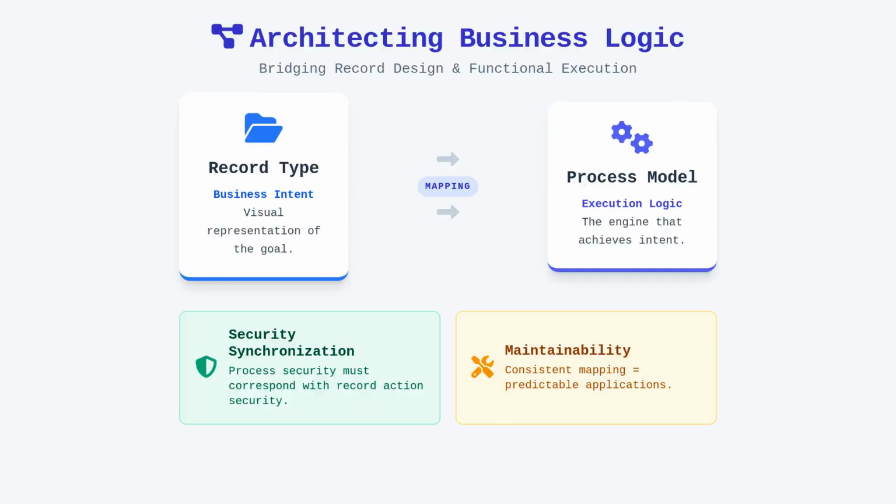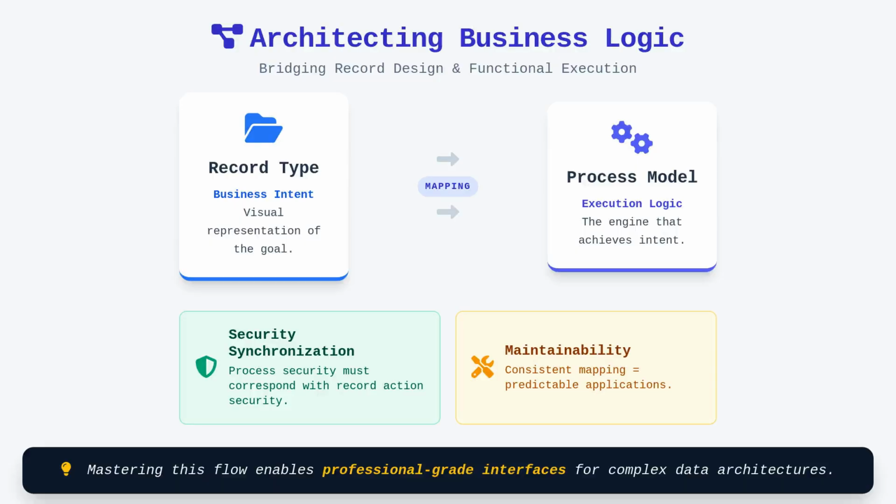Always verify that your process security corresponds with the record action security, as these layers work in tandem to protect sensitive operations. Once you master the flow of data through these channels, you will be able to design robust interfaces that allow professional-grade interaction with complex underlying data architectures.